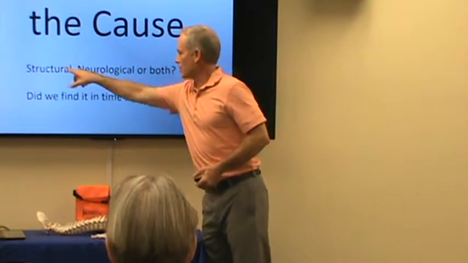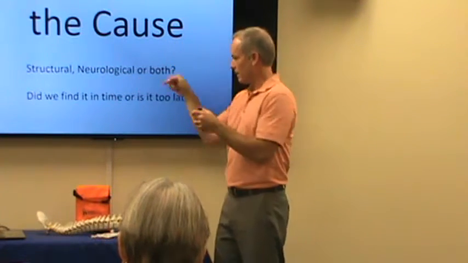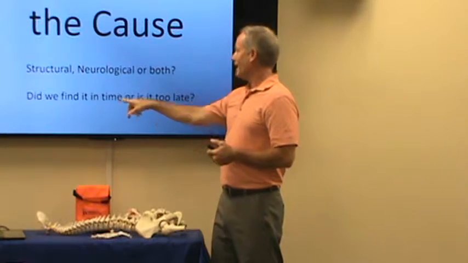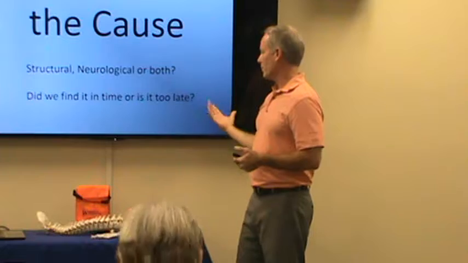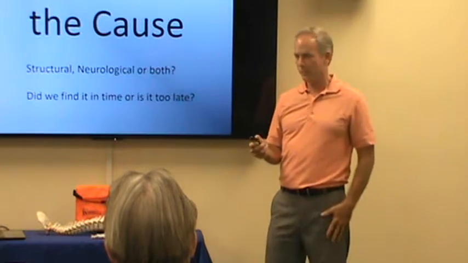So if it's structural, if it's neurological, we talked about the spine. If it's misaligned, it's affecting the function of that nerve, controlling the muscles, or if it's both. And then, again, did we find it in time, or is it too late? What phase of degeneration is that joint in?